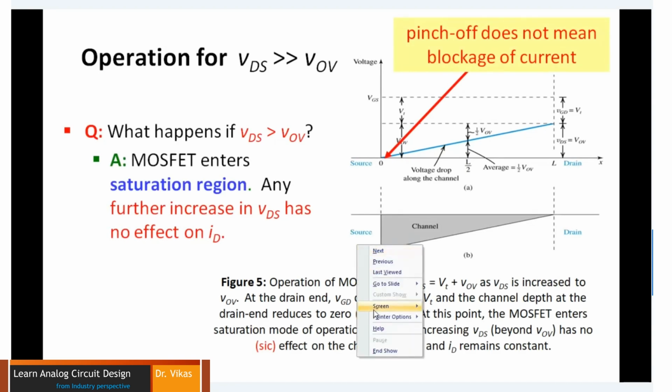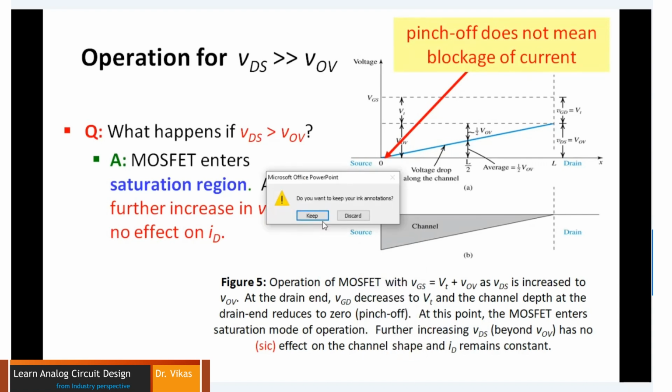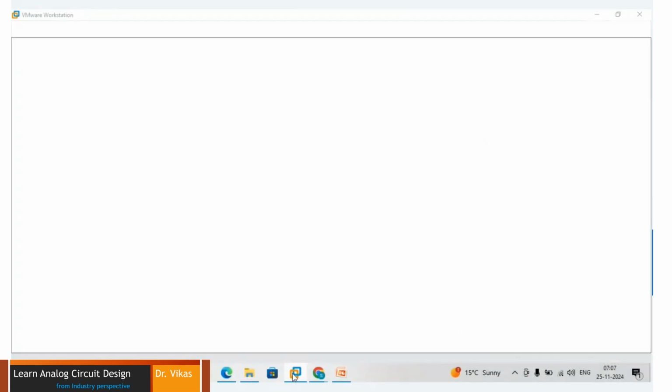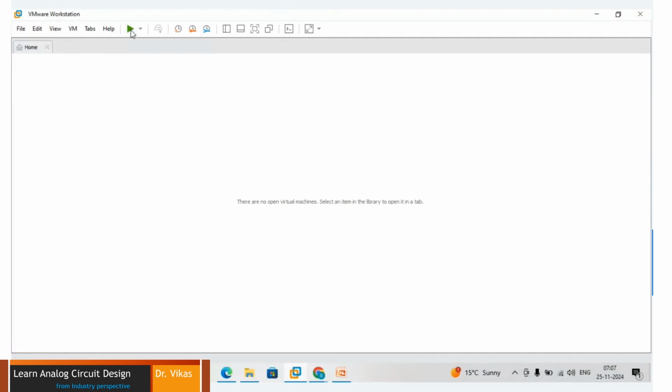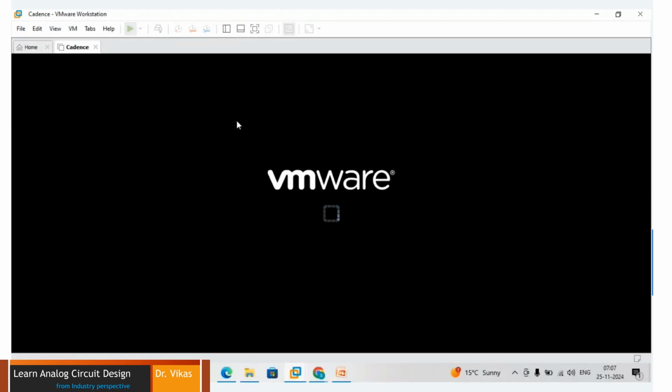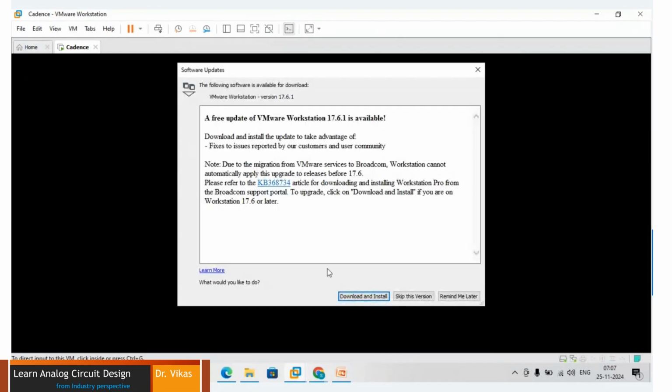So now let us get into some laboratory demonstrations where we'll see how the incremental voltages affect the drain current in both the saturation region as well as the triode region. So I'm going to start my tool. Let's try to look into this. Try to install these software tools on your laptop so that you can get used to all these things.